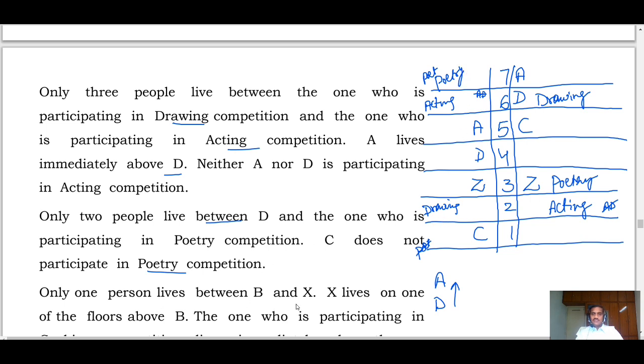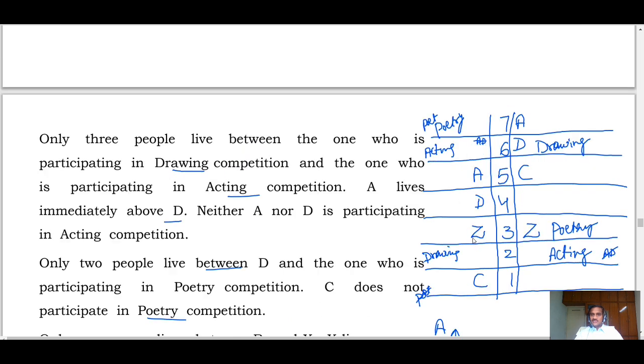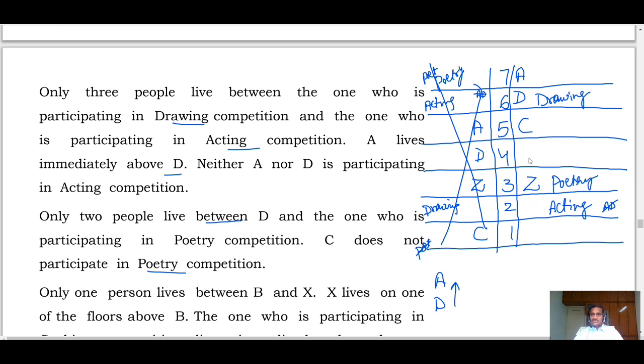One person between B and X, X lives on one of the floors above B. Now between B and X, they must be in alternate places. Here X and B is not possible, so the first case is completely ruled out. In the second case, X is here, B is here. Then Y is the only person left over, and he stays on the first floor.